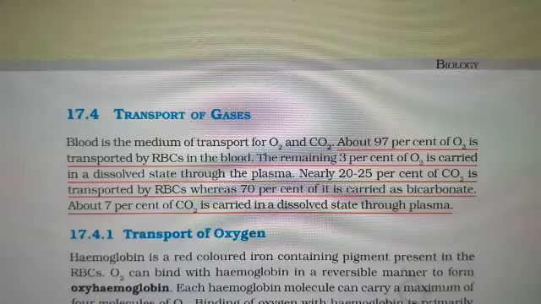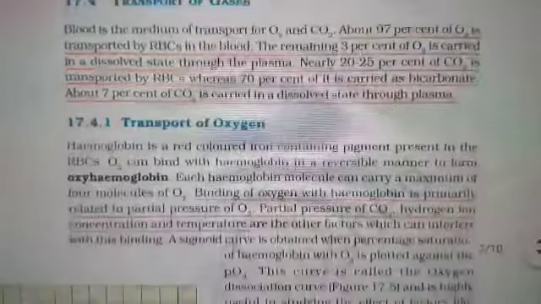Next, nearly 20 to 25% of the CO2 is transported by the RBC, whereas 70% is carried as bicarbonate, and about 7% of the CO2 is carried in the dissolved state through the plasma. So in these areas, what is the percentage? Obviously, what is asked in competitive exams like NEET is what percentage of oxygen is transported, in which form, and what percentage of carbon dioxide also. There is a good chance of this being asked in competitive exams like NEET.